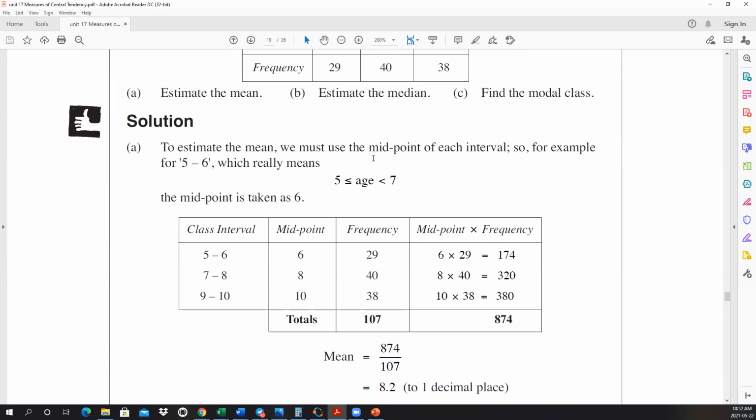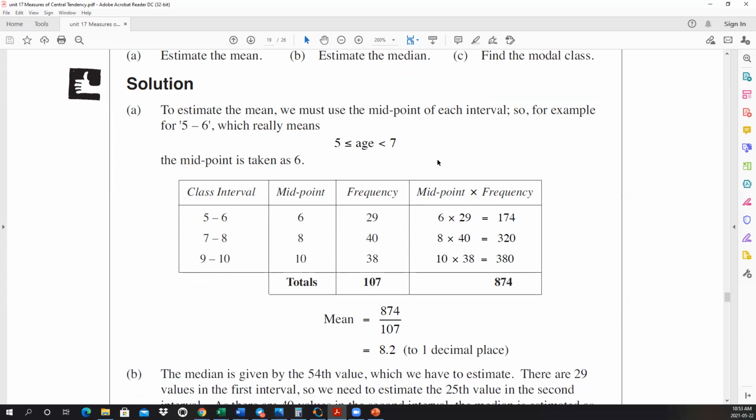To estimate the mean, we must use the midpoint of each interval. So for example, 5 to 6, which really means 5 less than or equal to the age. So whatever age lies between, greater than or equal to 5, but less than 7, right? Completely less than 7. So what you have here, the midpoint is taken at 6, right? 5 to 6, midpoint is 6, right?